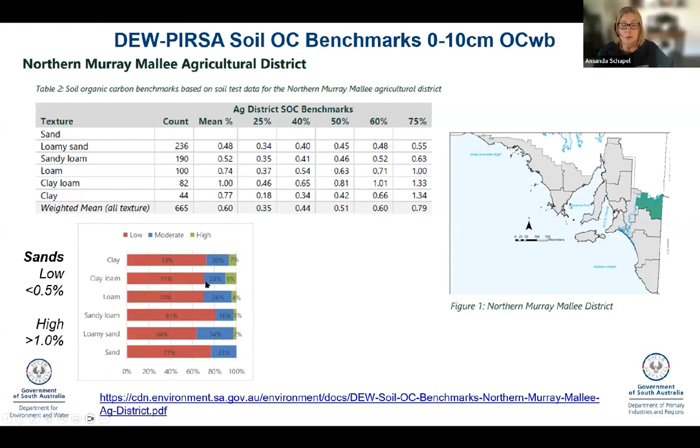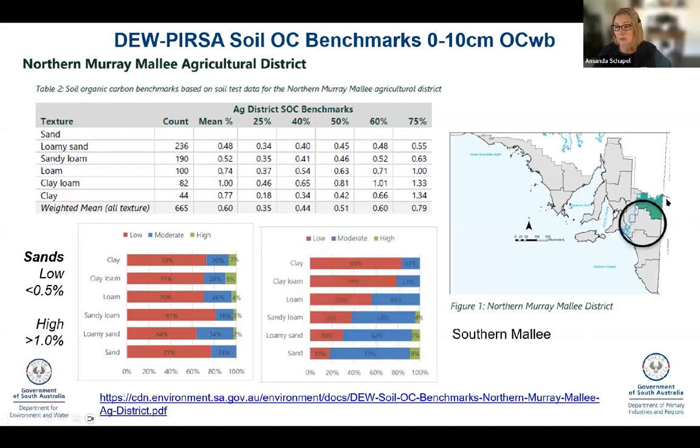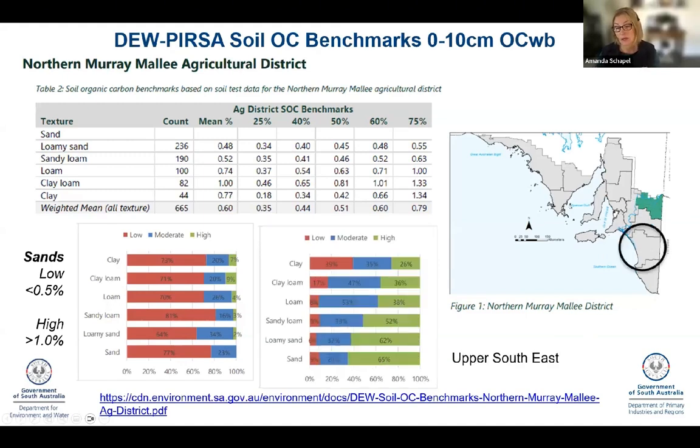What is interesting though is in the Northern Mallee, when we had a look at these against state standards, we had criteria for what was considered low and what was considered high, with different criteria for each texture. If we look at a sand in this Northern Mallee area, around 70% of these samples were below a low level. If we move down to the Southern Mallee, we see there's less in the low area, going more into the moderate. And if we go down again into the upper southeast area, we can definitely see a lot more moving into that high area. This is purely due to rainfall.